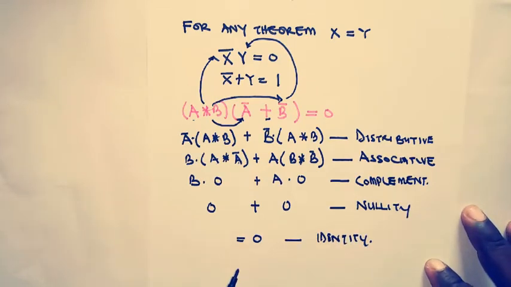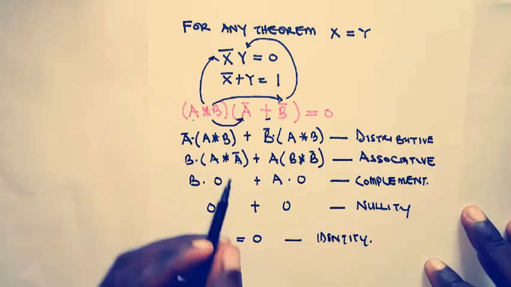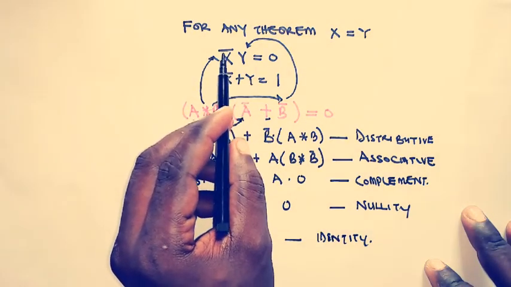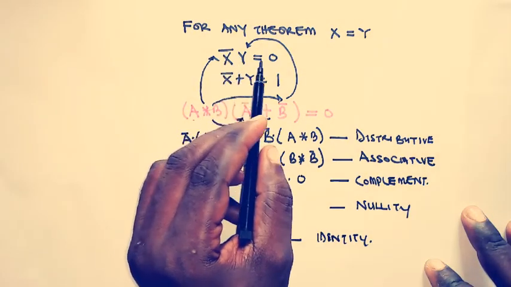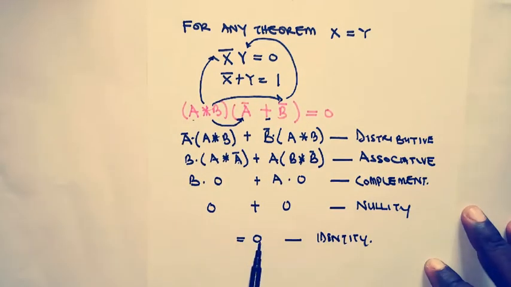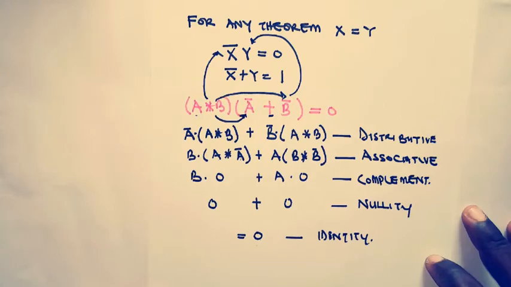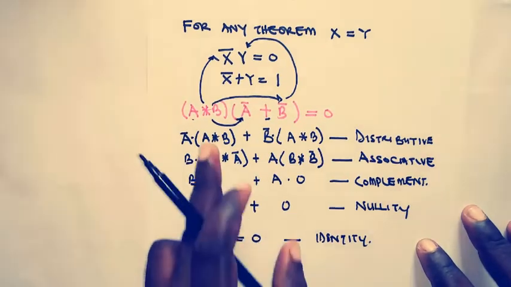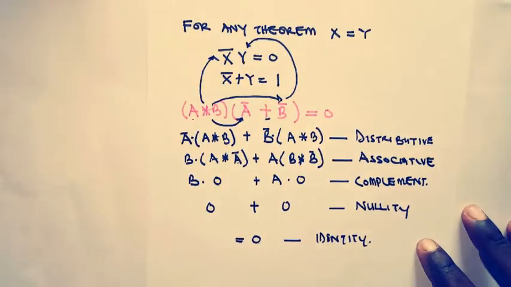So having gotten 0 as our element, remember where we started from, we want that x bar multiplied by y to be equal to 0, and that is what we have gotten. So that is one way to prove De Morgan's theorem, this particular one, to be true.